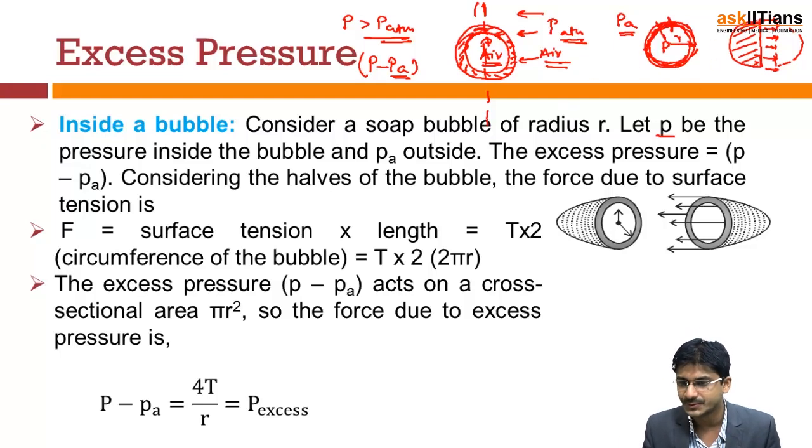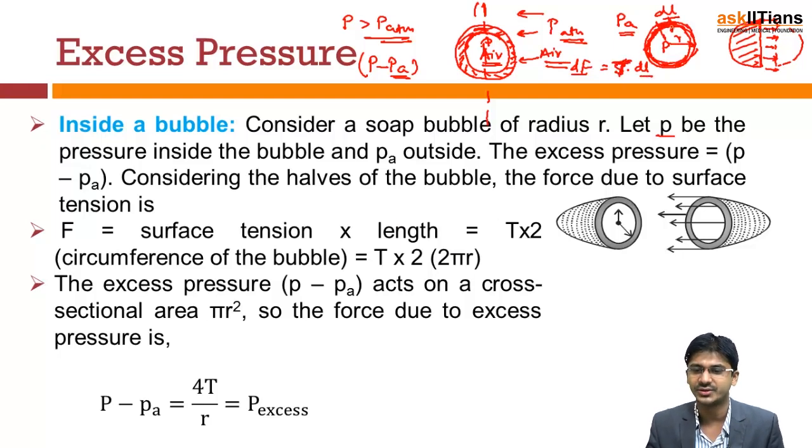Now what is that force? If this element is of length dl, the force that will act is dF. If we apply surface tension S into dl, but we have taken surface tension as T here, so let's use the symbol T. So it's T into dl that is the force acting on this element. What is the total force of surface tension? It will be throughout the circumference.